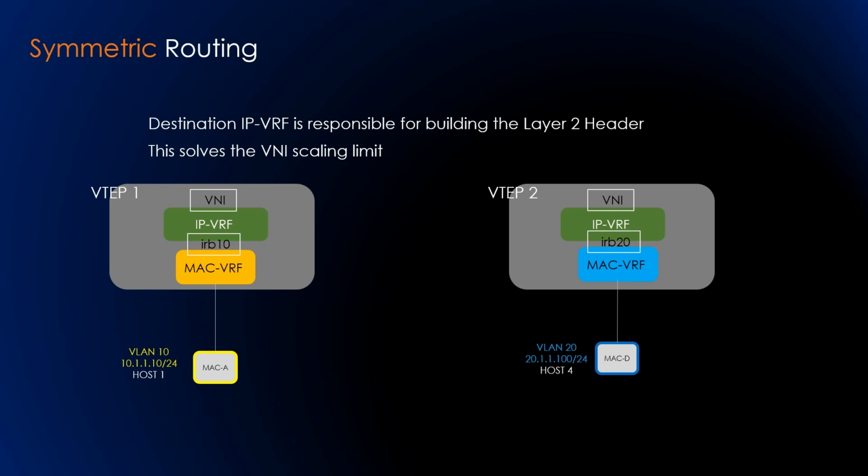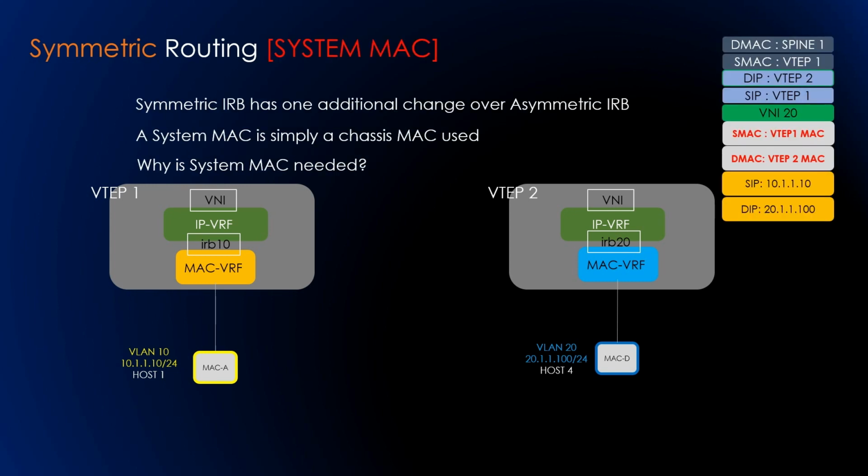In symmetric IRB, the routing process is typically an IP VRF. It allows each tenant to have their own routing process. So the IP VRF has its own VXLAN tunnel. The traffic bridged within the same layer 2 segment uses the VNI for its layer 2 segment. The traffic between layer 2 segments uses the IP VRF and the IP VRF VNI to reach the remote IP VRF. The symmetric IRB has one additional change over the asymmetric IRB.